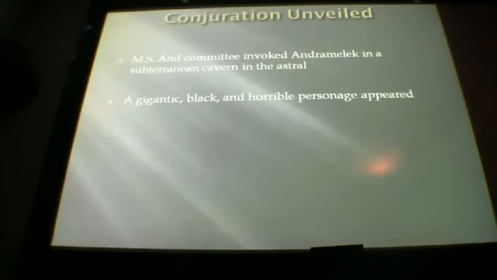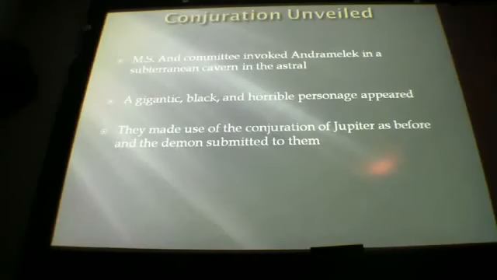Master Samael and his committee invoked Andremelech in a subterranean cavern in the astral plane. The plane of magic, right? The plane of symbology and the plane of allegory. A gigantic, black, and horrible personage appeared. They made use of the conjuration of Jupiter as before, and the demon submitted to them. That was the Te Vigo Sko Slim. That's the conjuration. Now you'll have it, because it'll be in here. I remember someone was looking for it. I forget who it was. Someone asked me about it before.